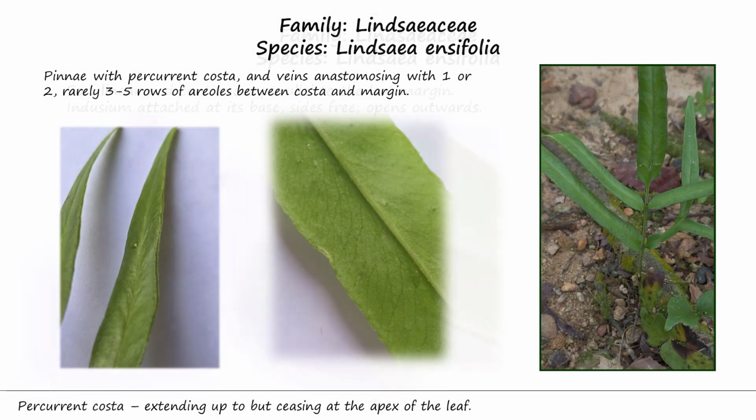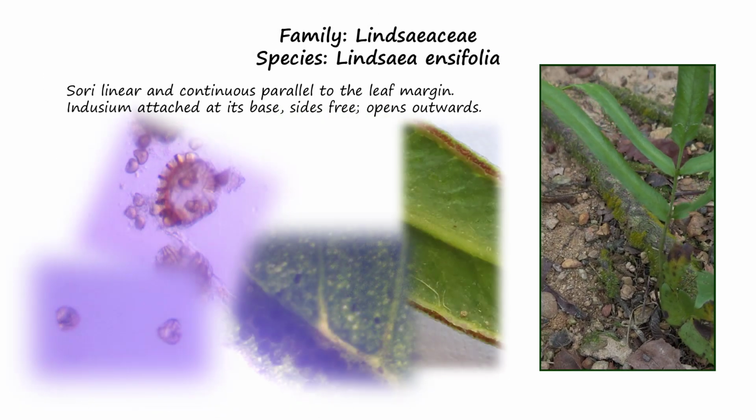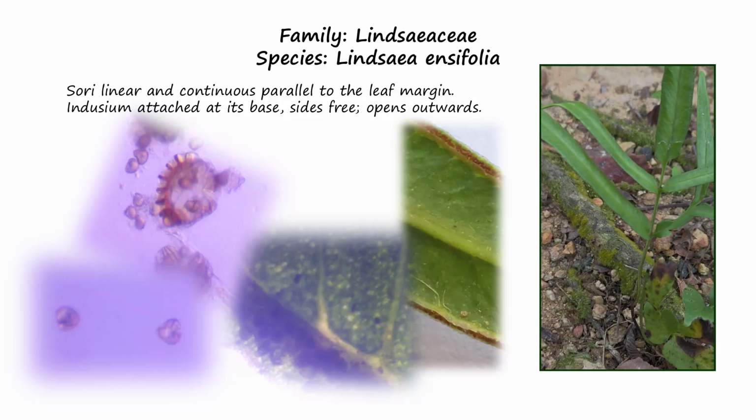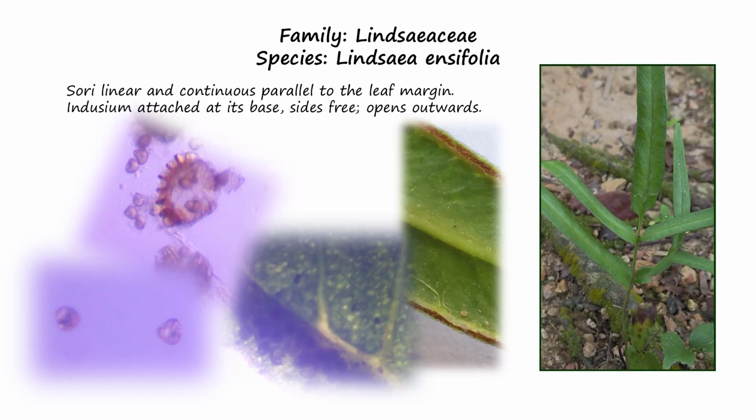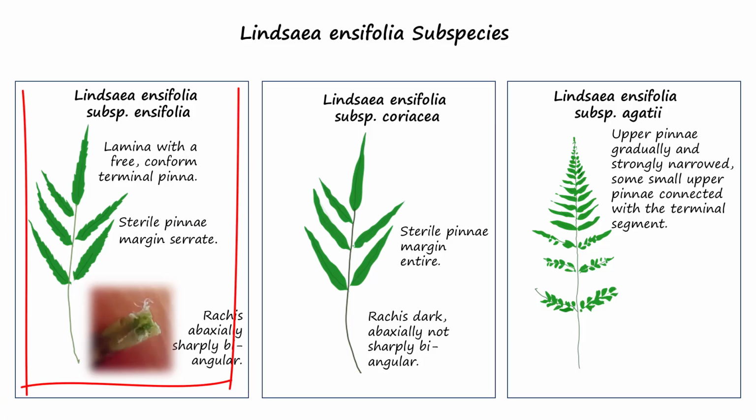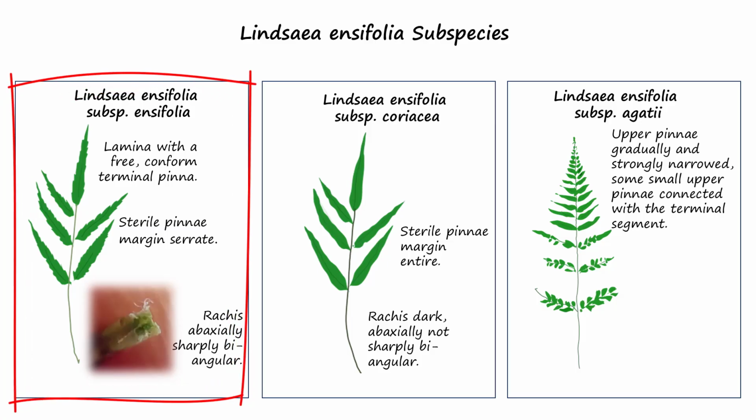Sori linear and continuous, lining the pinnae margins, protected by a linear indusium that opens outwards. Spores, trilete. And at the subspecies level, based on its conform terminal pinnae, rachis abaxially sulcate up to or into the terminal pinna, and nearly always dentate margins on the sterile pinnae, at least at the basal part, I would say my sample is Lindsaea ensifolia, subspecies ensifolia.